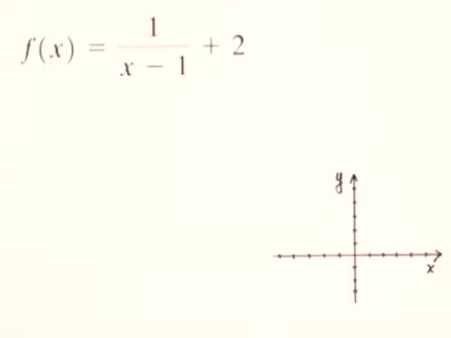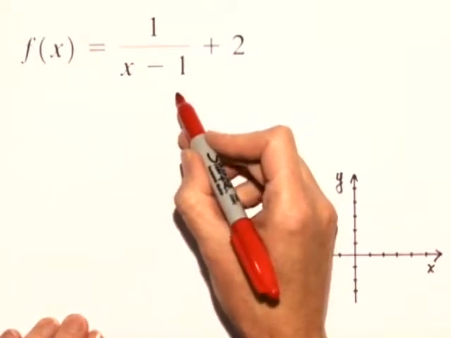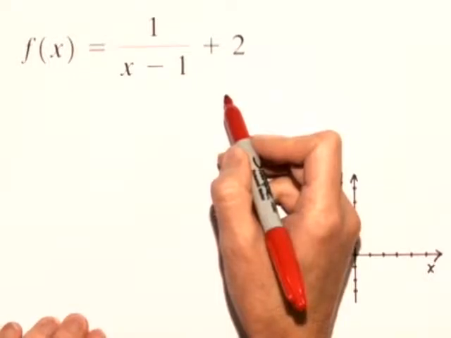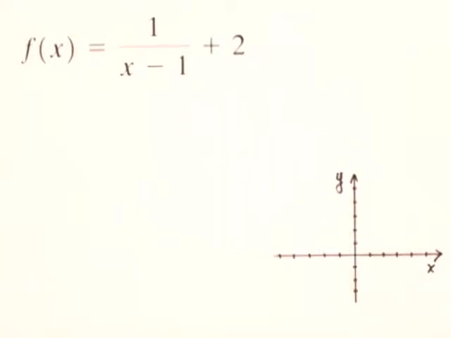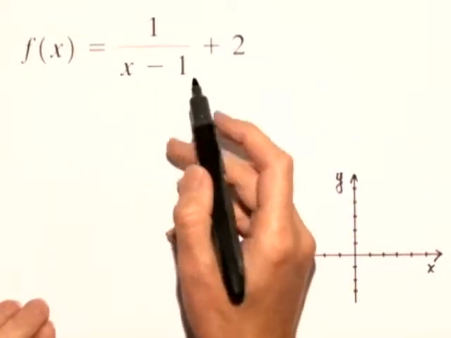For our next problem, we're given a rational function. We're first asked to find the domain of the rational function and then use several steps to graph it. So we have f of x is equal to 1 over x minus 1 plus 2. In this case, I'd like to write the rational function as one expression.